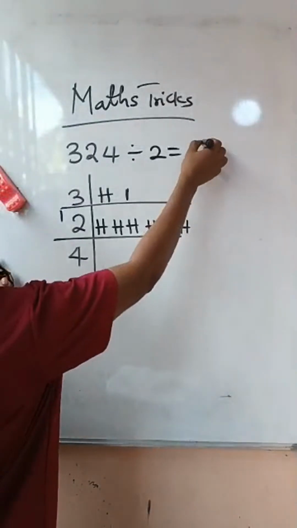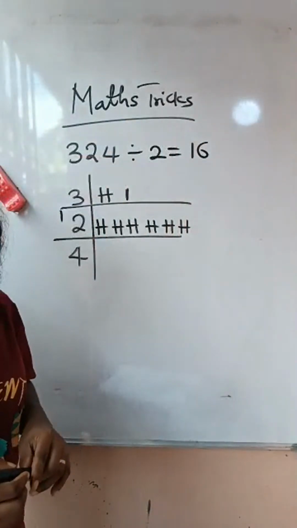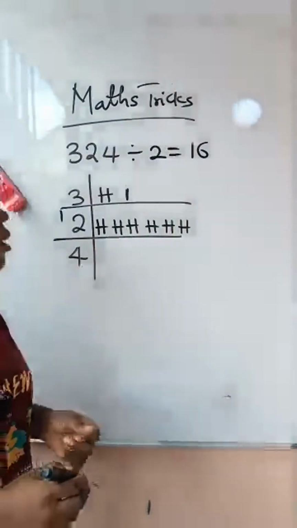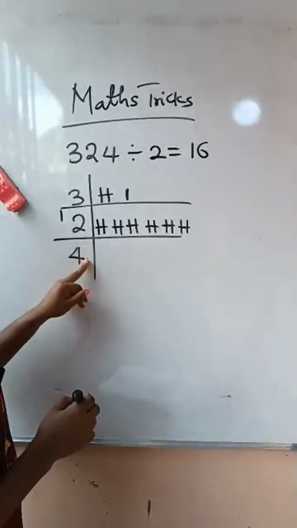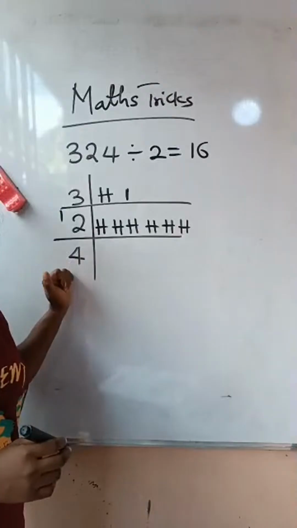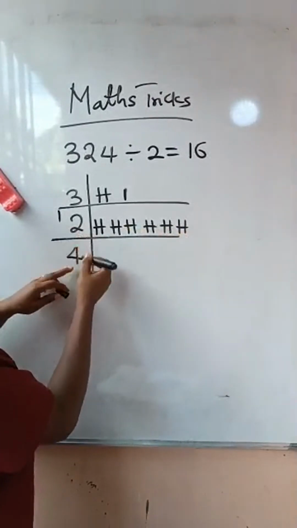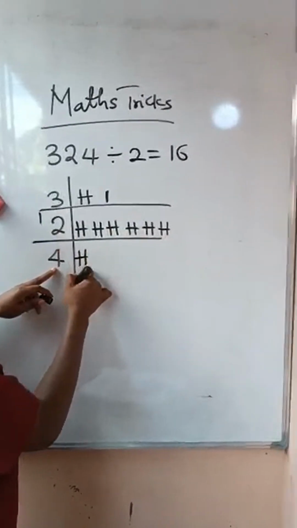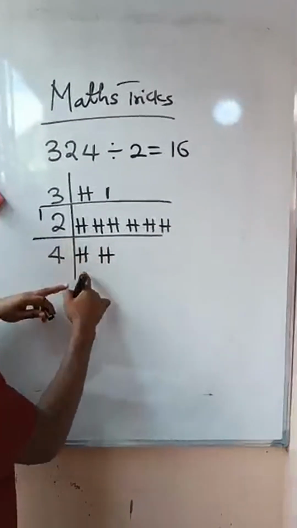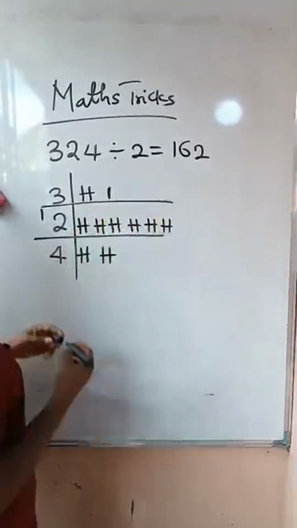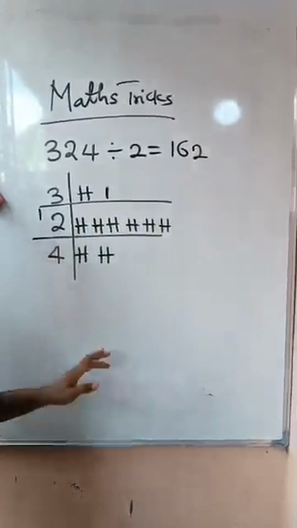So we are going to have 6. Now we have 4 here. We don't have any carryover from this side. So we just write 1, 2, 3, 4. So we have 2 bundles. And that is it. 162.